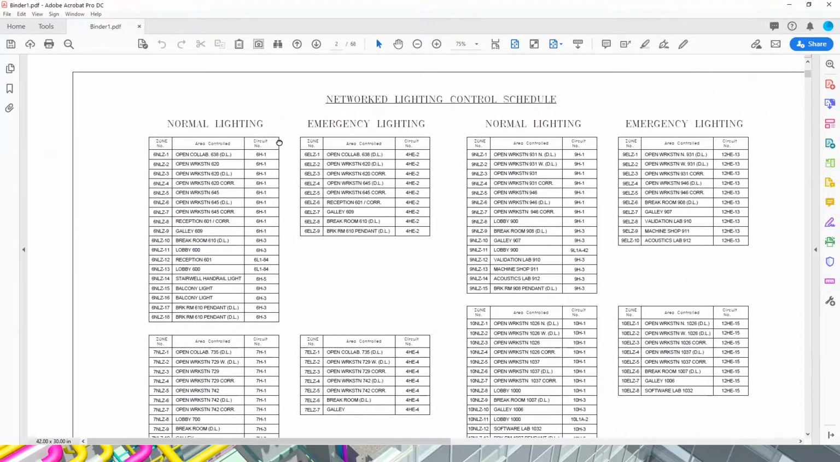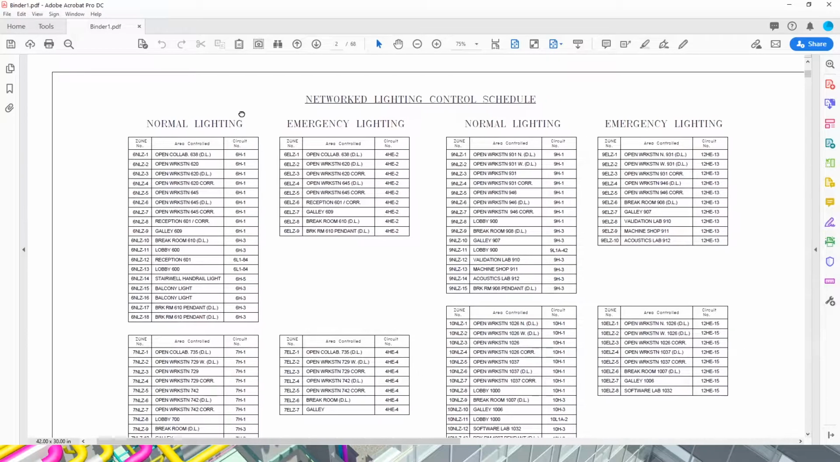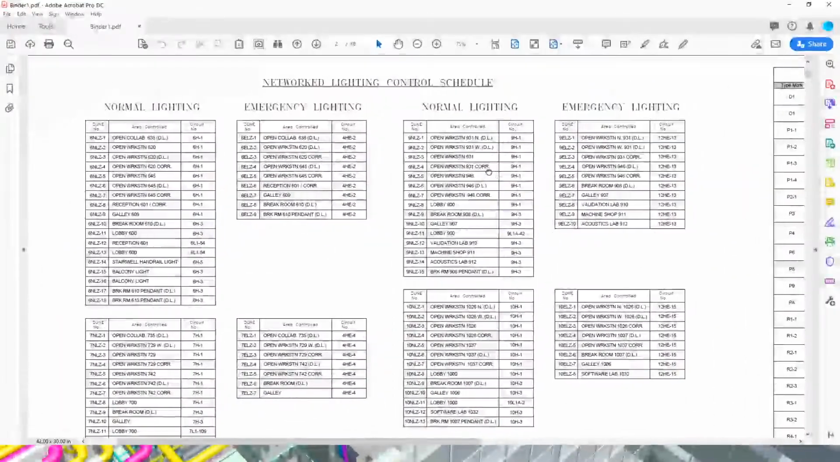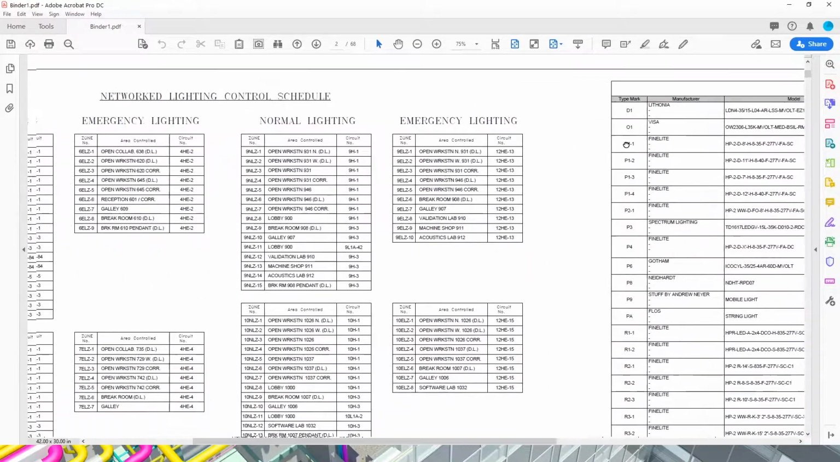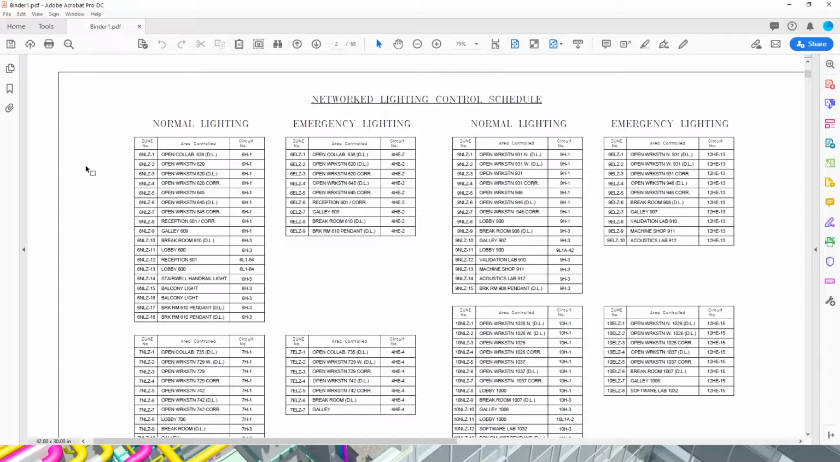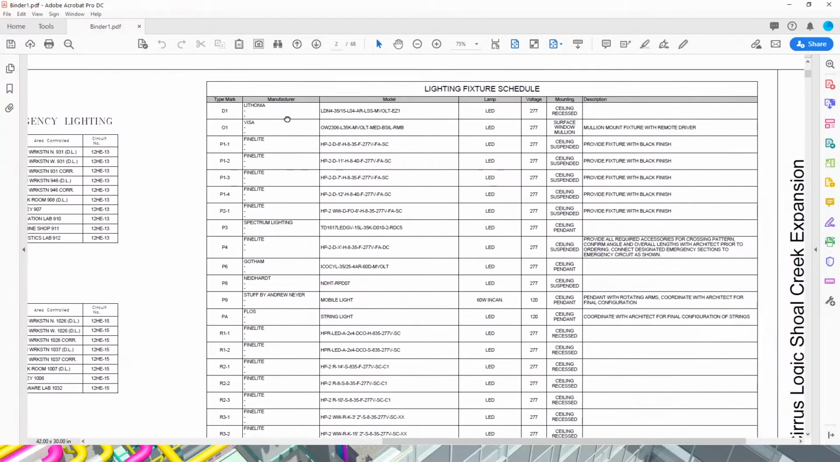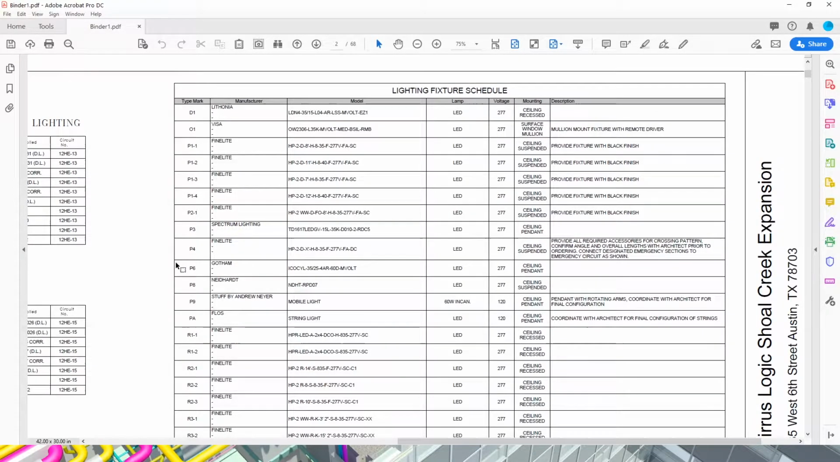Next, we have a schedule sheet for lighting controls and lighting fixtures. So lighting controls, this is essentially how the automated systems are working nowadays. Due to energy requirements, you have to have controls on all of your lighting. And this is just how we represent that. And then we have a lighting fixture schedule. For each fixture you show on a floor plan, you would need a tag, and the tag refers back to your lighting fixture schedule here.